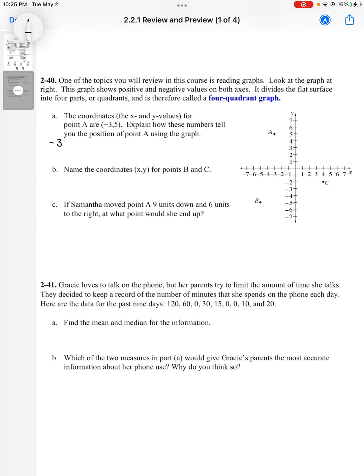Well, -3 is going to tell us that we have to go 1, 2, 3 to the left because it's a -3. So we always start at 0, 0. Okay. -3 says to go 3 to the left. The 5 says, well, instead of going down 5, you have to go up 5 because it's a positive number. 5 tells us to go up 5 spaces.